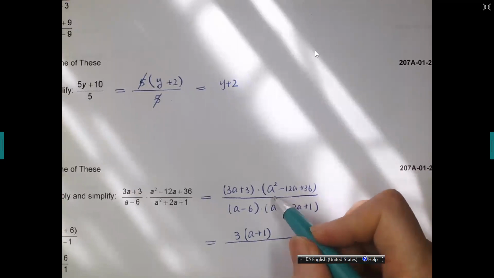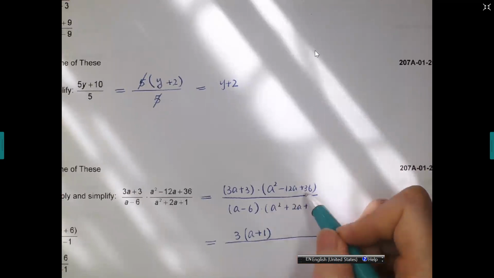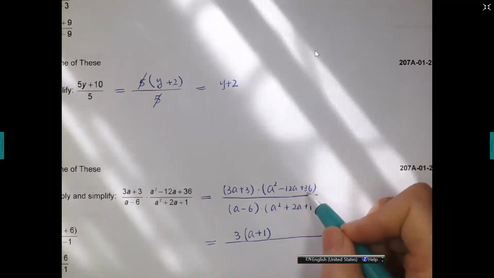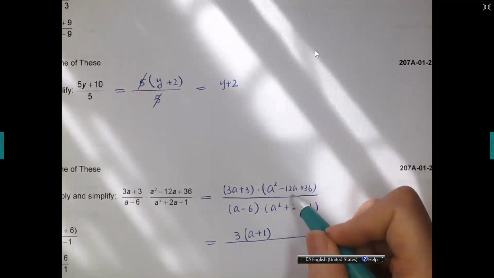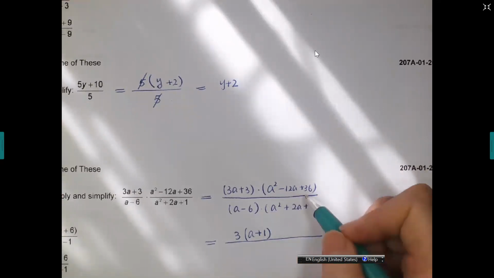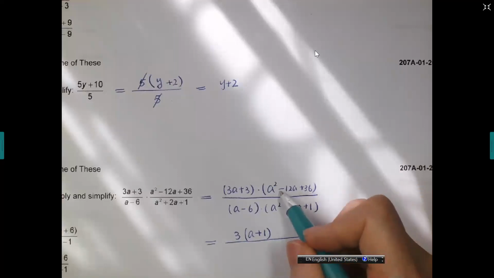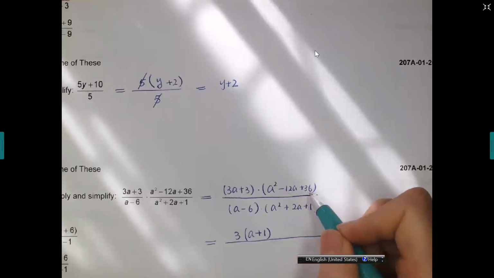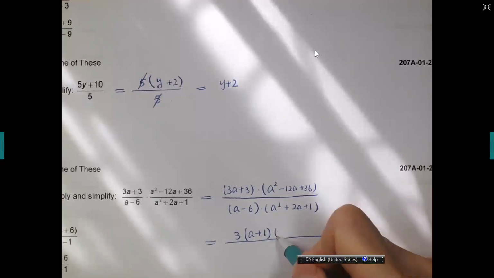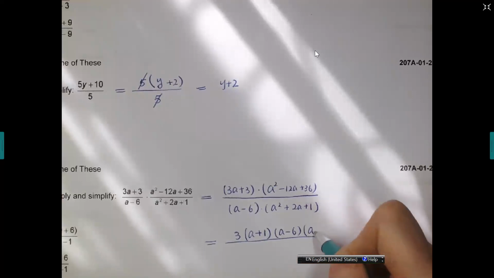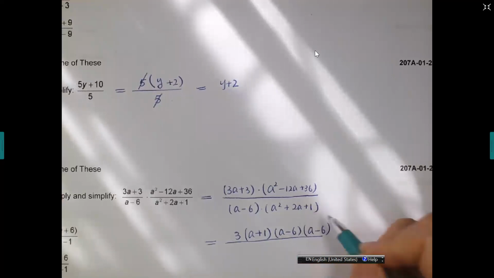This is a trinomial with a leading coefficient of 1. If it is factorable, then we need two numbers. The two numbers, their product is 36, their sum is negative 12. What are the two numbers? 6 times 6, that's 36. 6 plus 6, that's 12. If the sum is negative 12, then both of them should be negative. So then I have a minus 6 times a minus 6. If you want, you can also write this as a minus 6 squared.